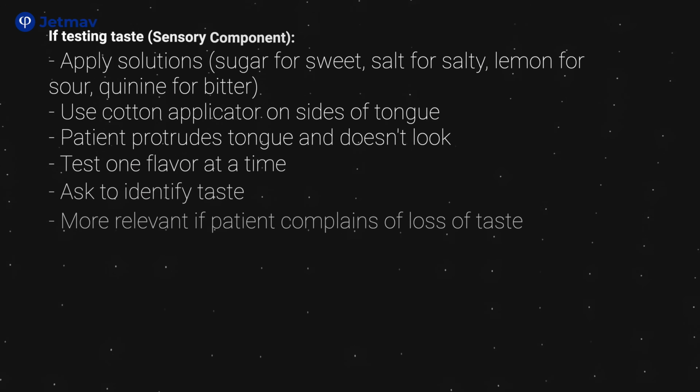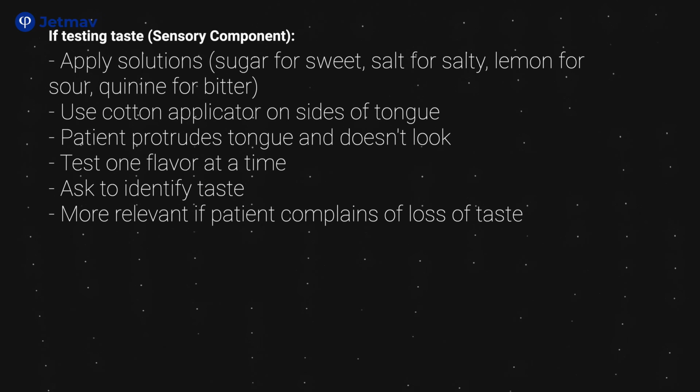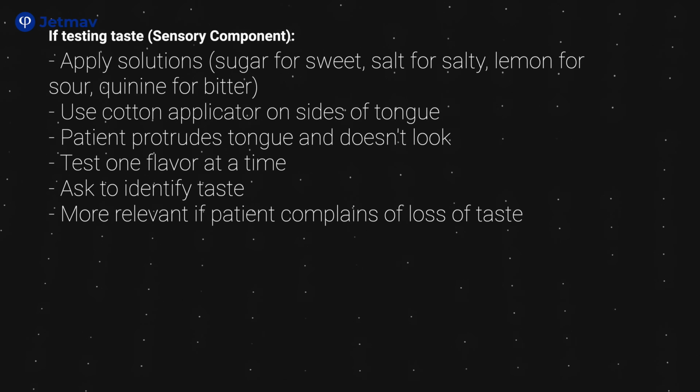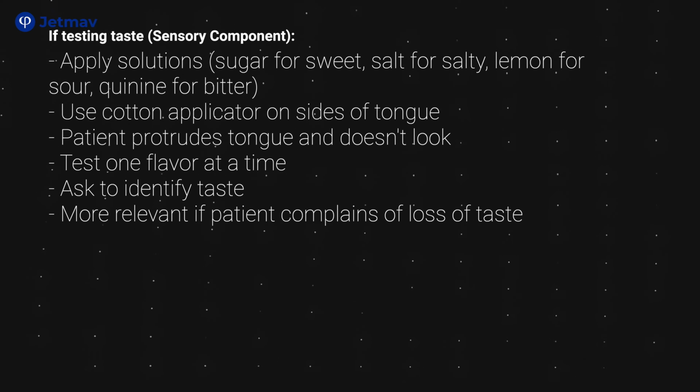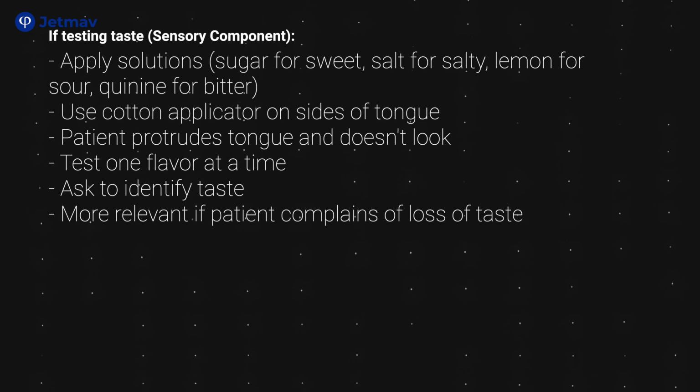So the next is testing the sensory nerve. Like we said earlier, the facial nerve carries sensory taste from the anterior two-thirds of the tongue. In OSCE scenarios, this is rarely tested due to time and other constraints. So it might suffice to just ask the patient, have you noticed any change in your taste as of recent? If you are still going to test it, you can apply solutions like sugar for sweet, salt for salty, lemon for sour, then quinine for bitter. Use something like a cotton applicator or a tongue depressor to apply these flavors one at a time on the tongue and ask the patient to identify it.